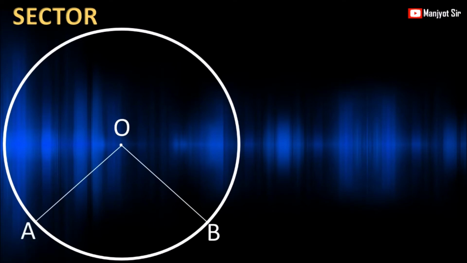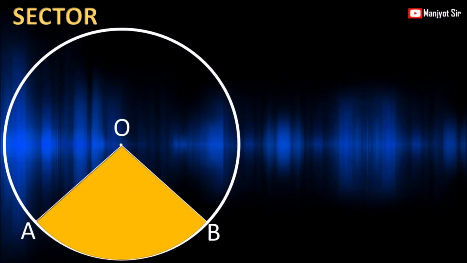Now if you observe carefully, this entire circle is divided into two parts. See, as soon as we draw two radii, this entire circle got divided into two parts. Let's shade one of the regions. So if I shade this smaller region, the other region is the bigger region.